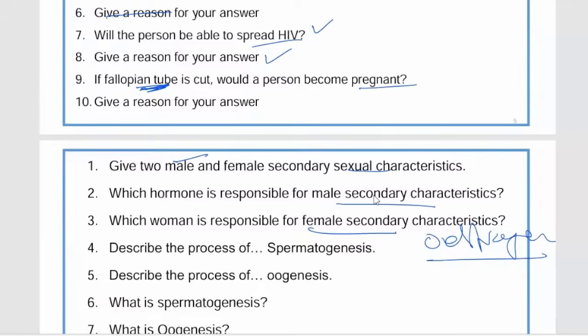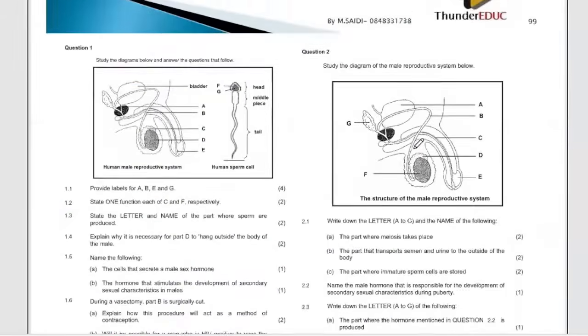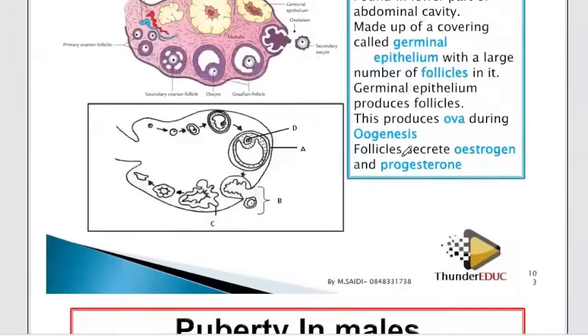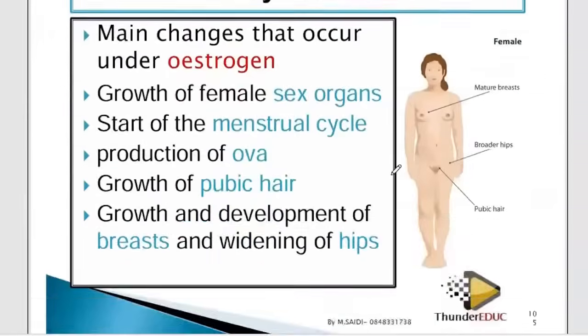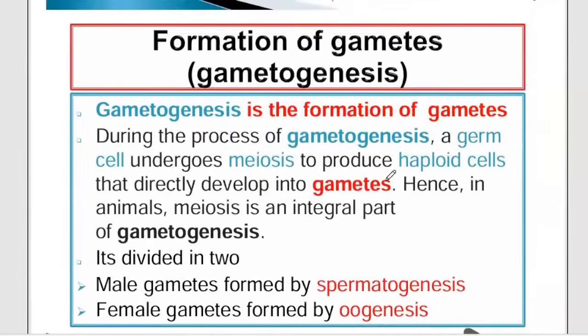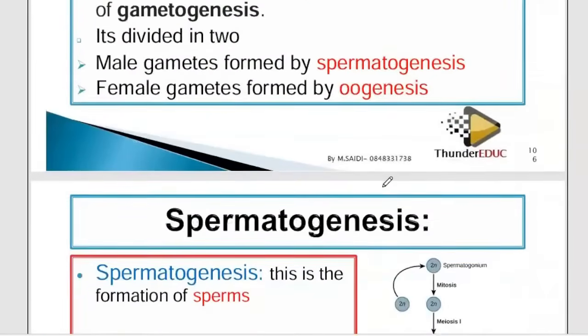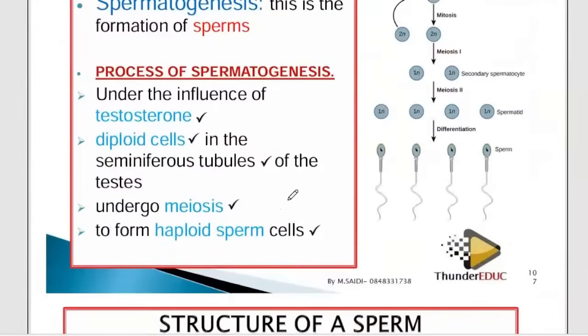Describe the process of spermatogenesis. This one is the same as the process of oogenesis we talked about. Under the influence of testosterone, the diploid cell in the seminiferous tube will undergo meiosis to form four haploid cells which mature to form sperms. That's it. Nothing else. Please do that.